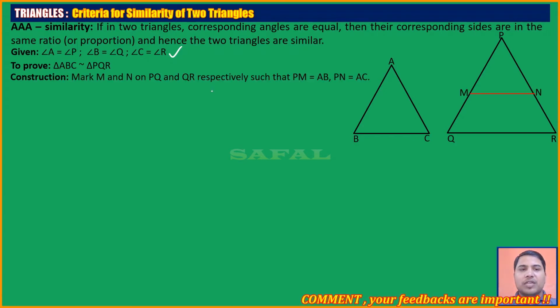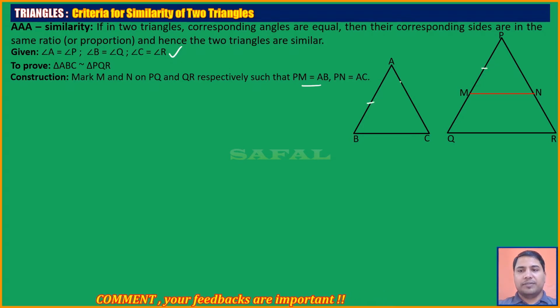So I need to do a small construction. I have marked points M and N on sides PQ and PR respectively such that PM equals AB. That means this length PM is equal to AB, and PN, this length, is equal to AC. So this is the construction I am doing.